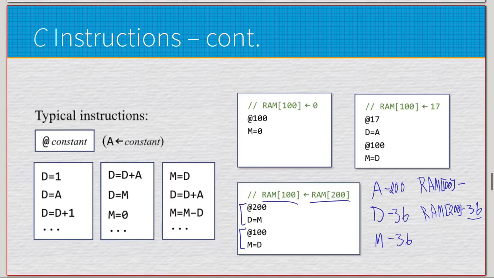So we're done with that. We got 36. Then we need to go to our new place where we actually want to load that. Do @100. That's going to change M. We don't know what's here, but we're doing M equals D. That sets the M register to 36, loading 36 into RAM register 100. We took the data in register 200 and moved it to RAM register 100. It's mostly a copy because we didn't change the data at 200. But that's the general case of how this works.